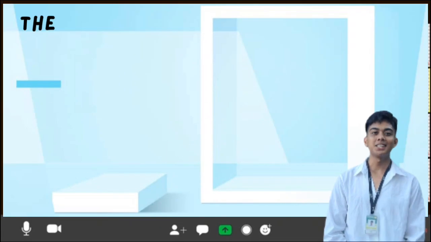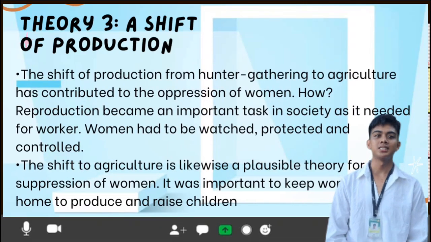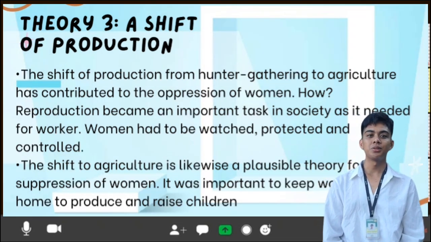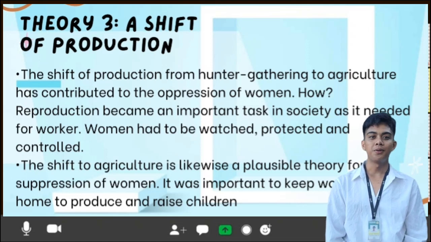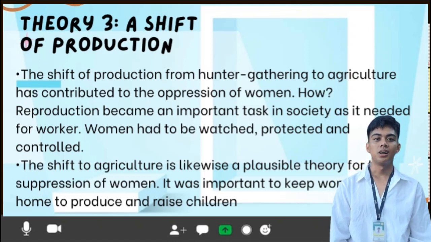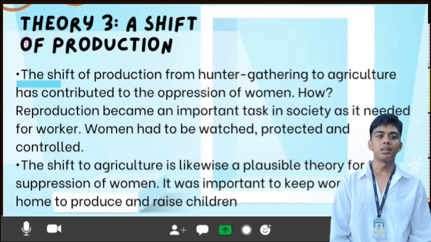Hello everyone, next I'll be discussing theory 2, which is the shape of production. The shift of production from hunter-gathering to agriculture has contributed to the oppression of women. This is how reproduction became an important task in society. As it needed workers, women had to be watched, protected and controlled.